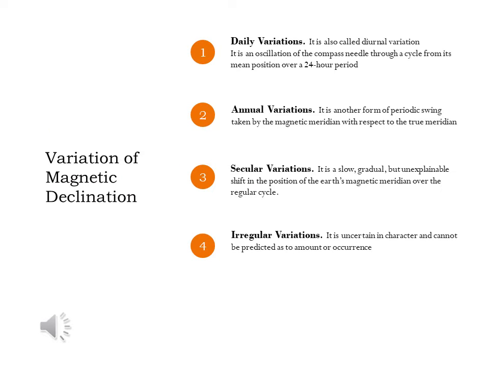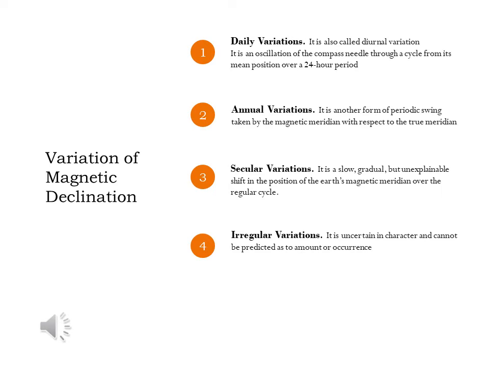Variation of magnetic declination. Daily variations. It is also called diurnal variation. It is an oscillation of the compass needle through a cycle from its mean position over a 24-hour period. Annual variations. It is another form of periodic swing taken by the magnetic meridian with respect to the true meridian.